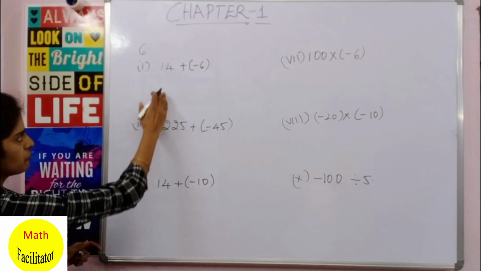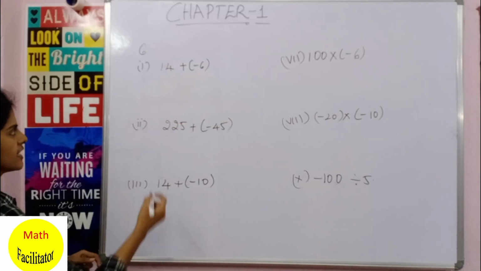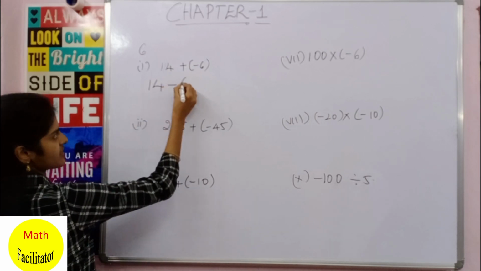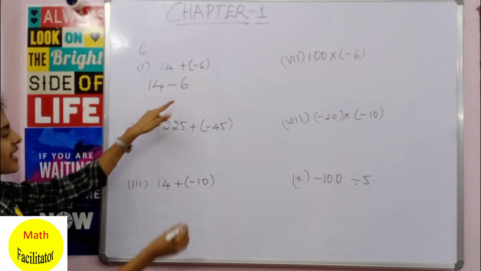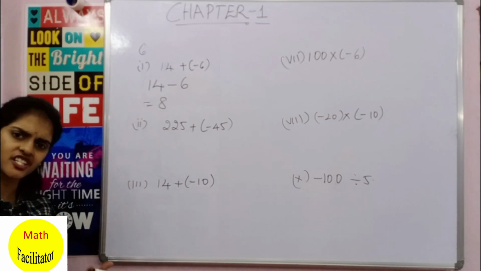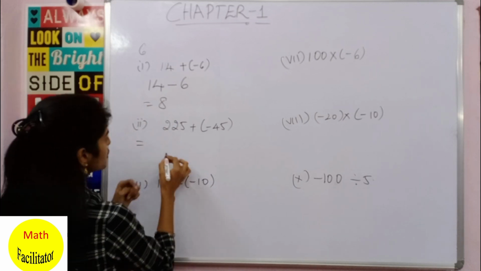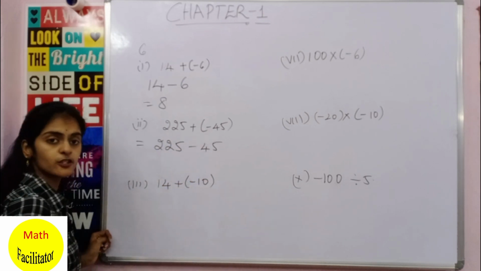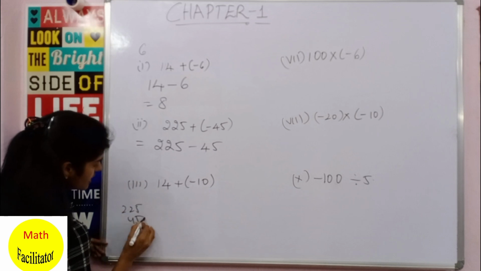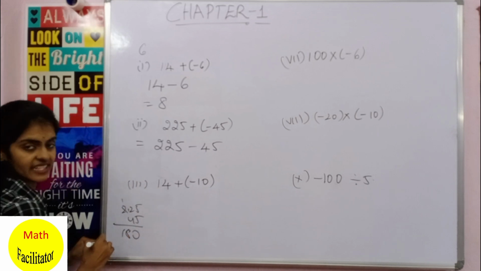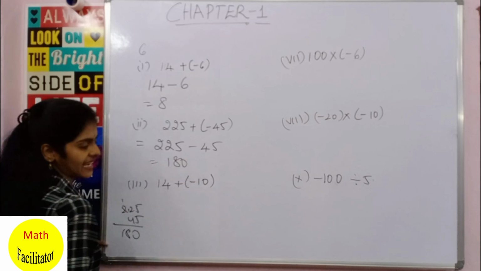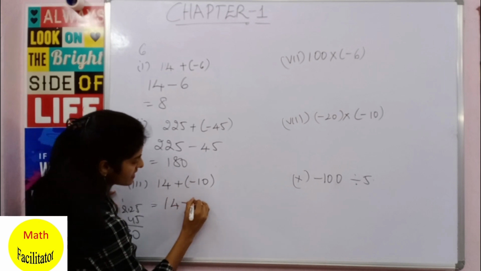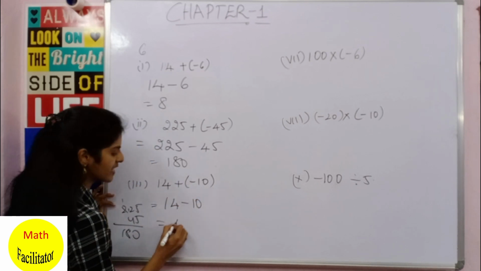Okay, so 14 plus minus 6. Now how will we do this? This is nothing but 14 plus into minus, this is minus, and you have a 6. So 14 minus 6 is what? Simple subtraction, it is 8. Now look here, 225. This is also plus into minus, it is minus 45. So 225 minus 45 is what? It is 180. Clear? So this is plus 180. Now the third bit, this is also 14 plus into minus is minus 10. Okay, 14 minus 10 is 4.